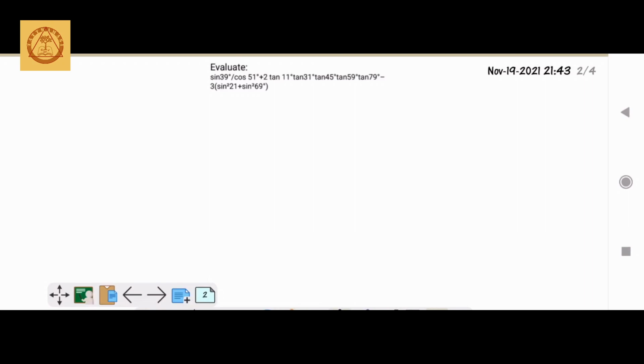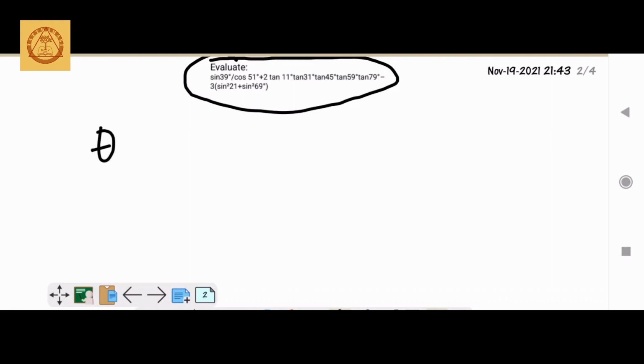So in this class we will learn how to solve this type of trigonometric problem. In this problem you can see here, in the first one, sine 39 by cos 51, we can see in this first one that theta 1 plus theta 2 is equal to 90 degrees.